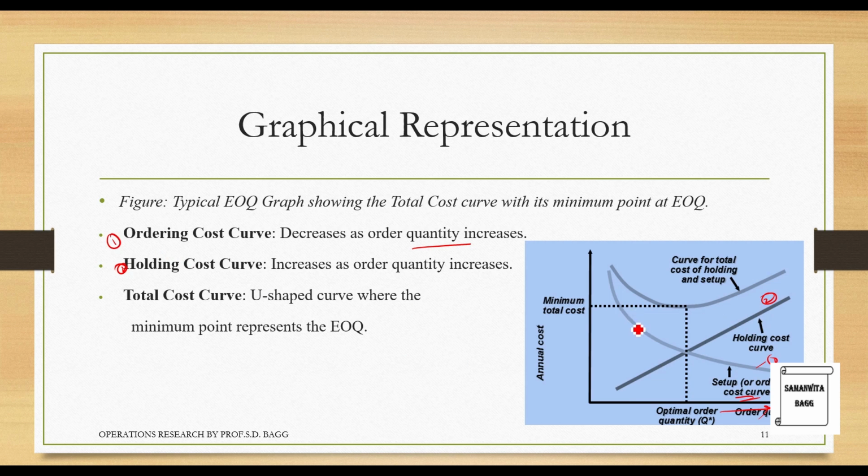Now when you find out the total cost curve, it is a U-shaped curve where the minimum point represents the EOQ. So this is the curve, number 3. This is the total cost curve, which is a U-shaped curve, and this is the minimum value, the lowest point on the curve. So this is indicating the optimal order quantity Q star or Q, whatever you want, and this is the minimum total cost on the y-axis. So this point, since it will have two values, x and y, like any other point on the graph, x will indicate the value of EOQ and y will indicate the total cost, which is the minimum value.